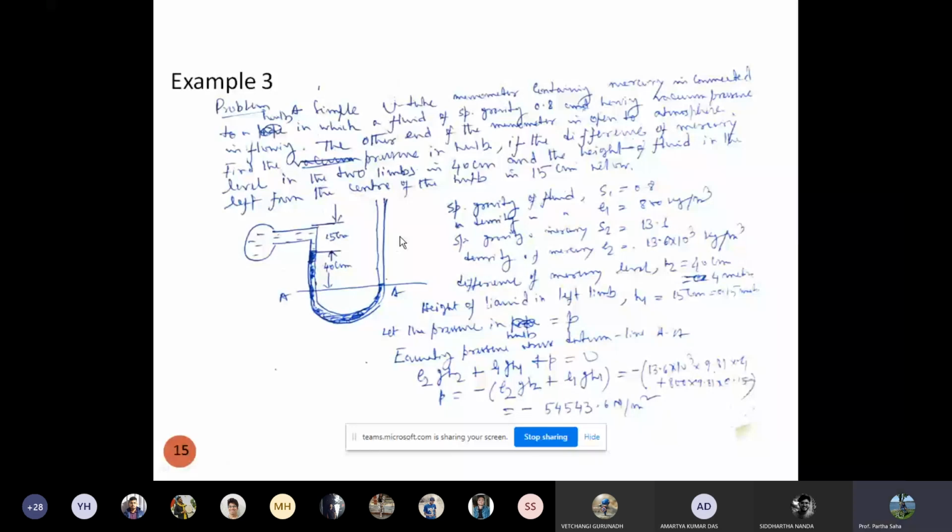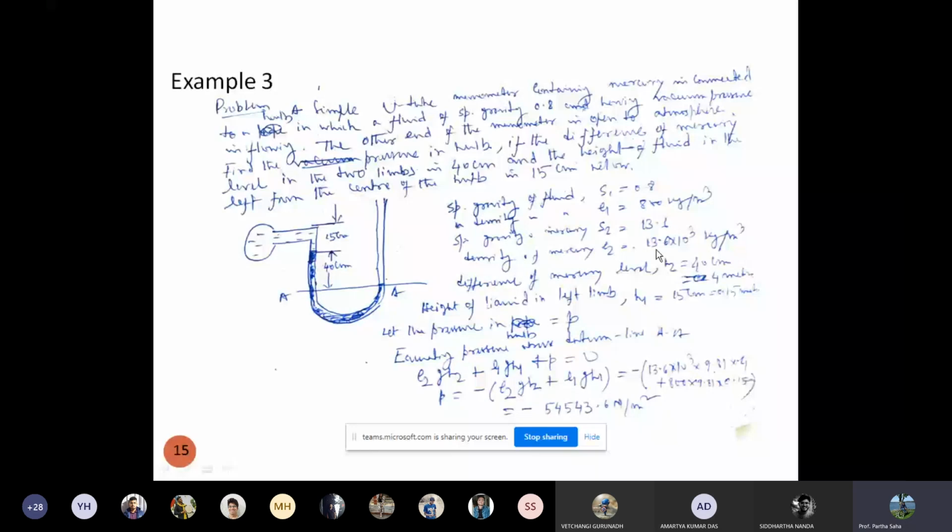The other end of the manometer is open to atmosphere, so this is at the open atmosphere. Find the pressure in the bulb if the difference in mercury level in the two limbs is 40 centimeter, and the height of the fluid in the left limb from the center of the bulb is 15 centimeter, given. So this is 15 centimeter below, and this is 40 centimeter. Now let's assume, everything I think you already know. Difference of mercury level 40 centimeter, that is 0.4 meter.